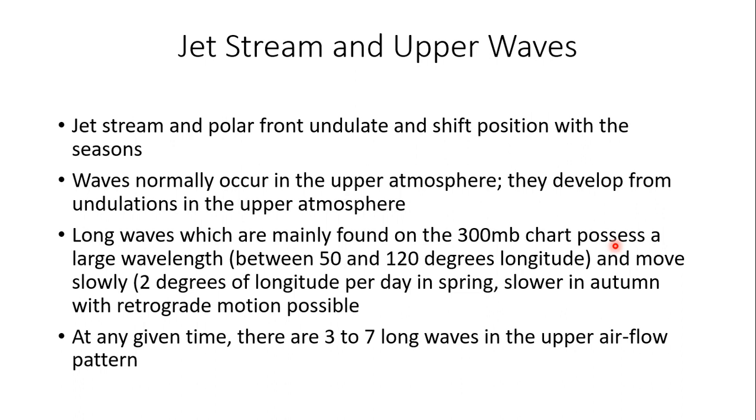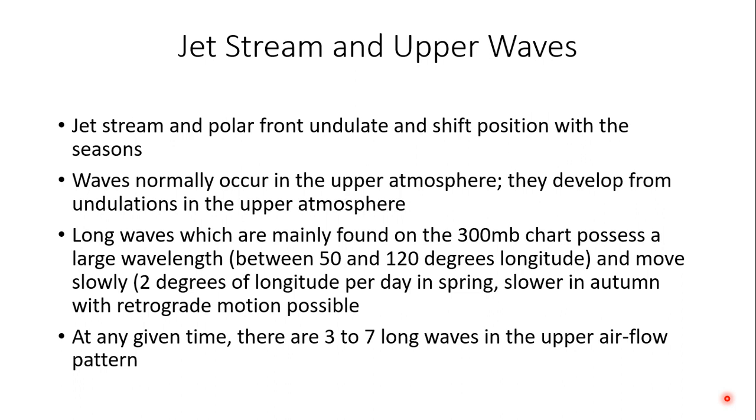Now, waves of low pressure normally occur in the upper atmosphere. You get these waves that develop. In addition to areas of these troughs, or lower heights, you also get waves of higher heights as well, these upper level ridges. And they generally tend to develop from these undulations in the upper atmosphere, these waves. Long waves, which are mainly focused at the 300 millibar chart, or that level, possess a larger wavelength, generally between 50 and 120 degrees of longitude. That's quite a large area. If I were to look at a map with latitude and longitude lines, extending from 50 to 120 degrees longitude, it covers a very wide area.